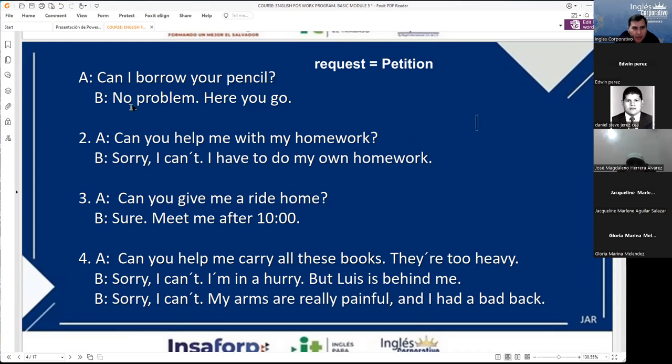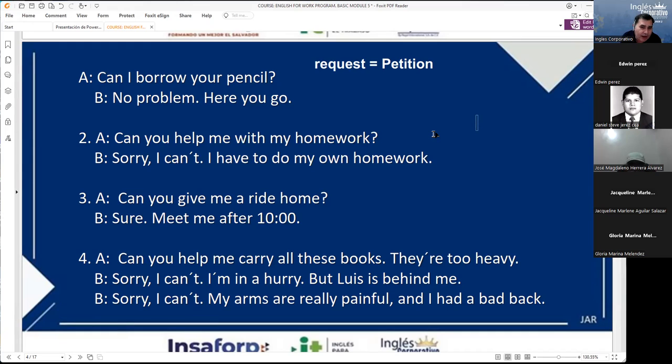You will see. Can I borrow your pencil? No problem. Here you go. Can you help me with my homework? Sorry, I can't. I have to do my own homework. Mi propia tarea. My own homework.